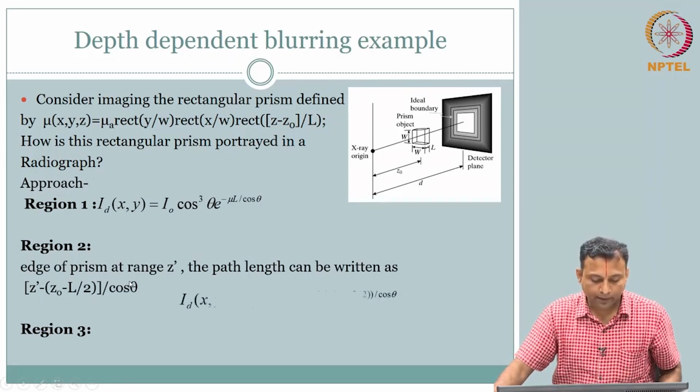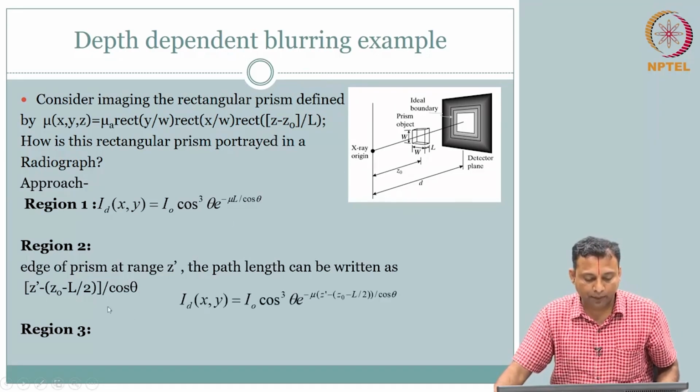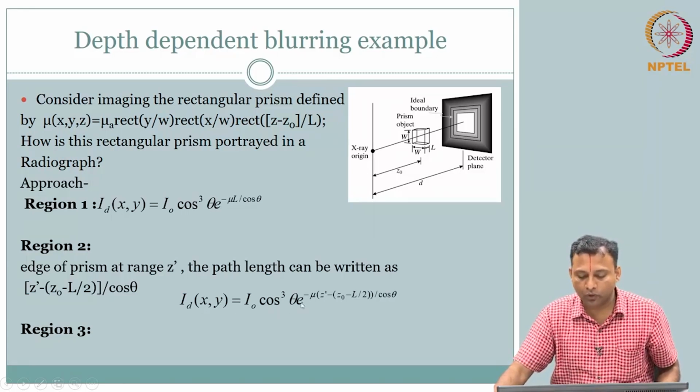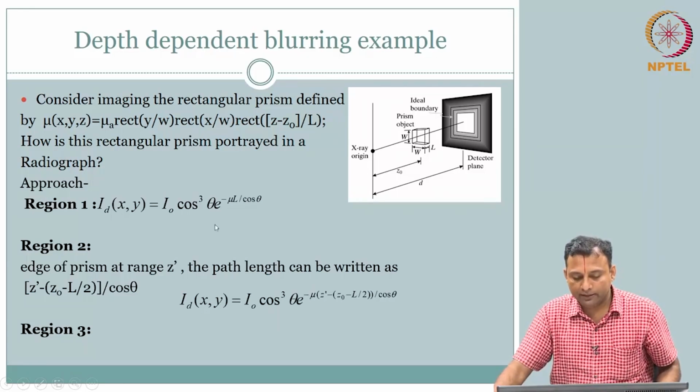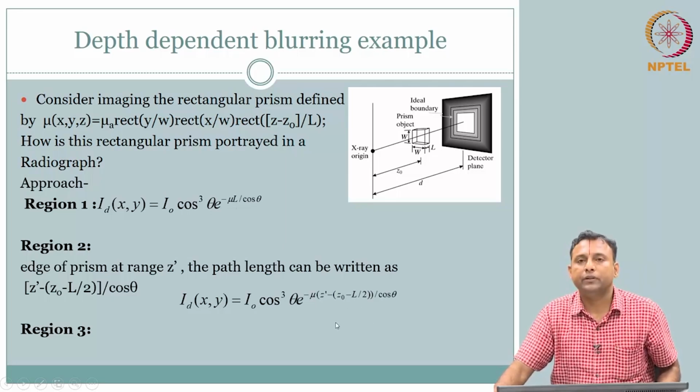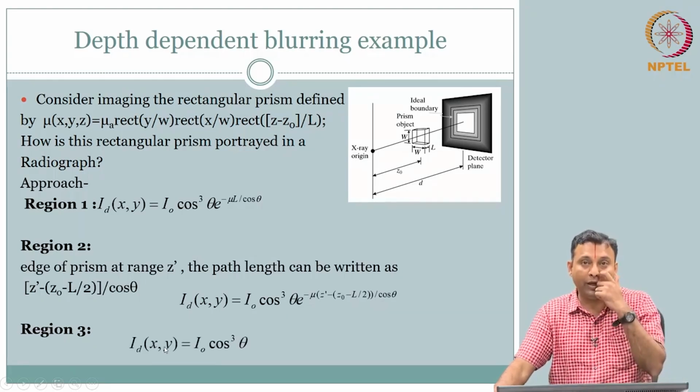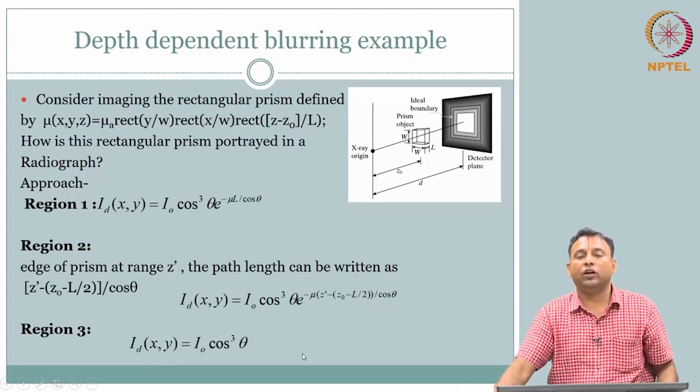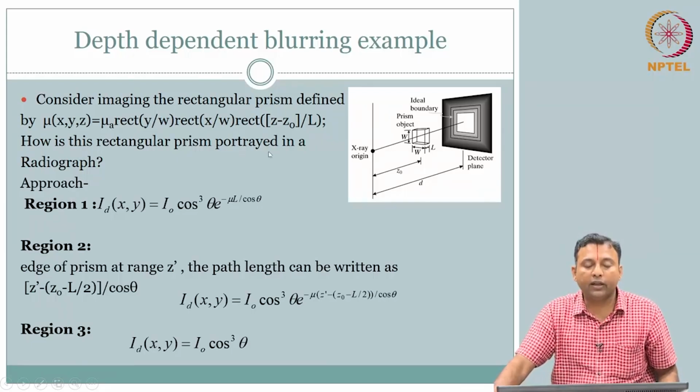That is your path length. Then your I D is going to be, everything else is the same, only the path length is going to be changed here for the formulation. So the third region, no issues, you do not have any object, so it is only your I naught cos cube theta.